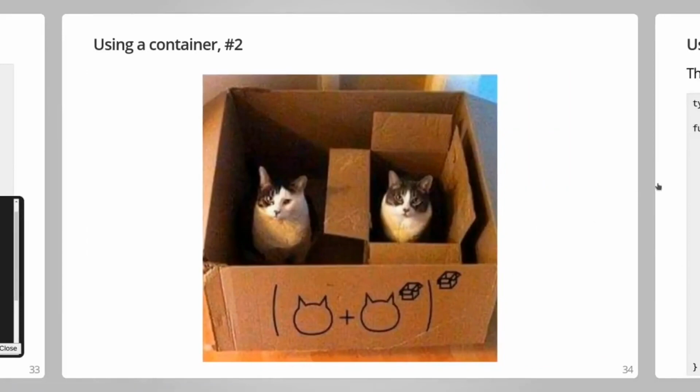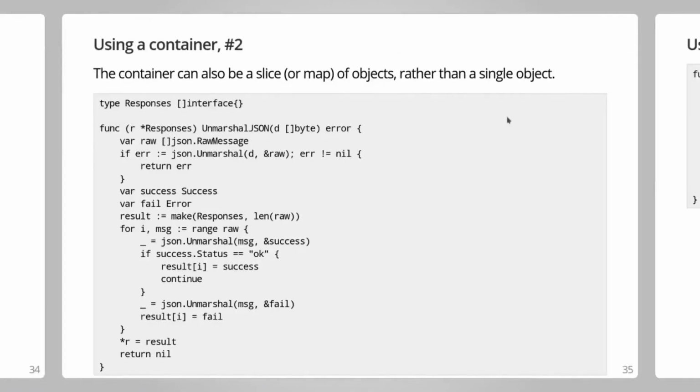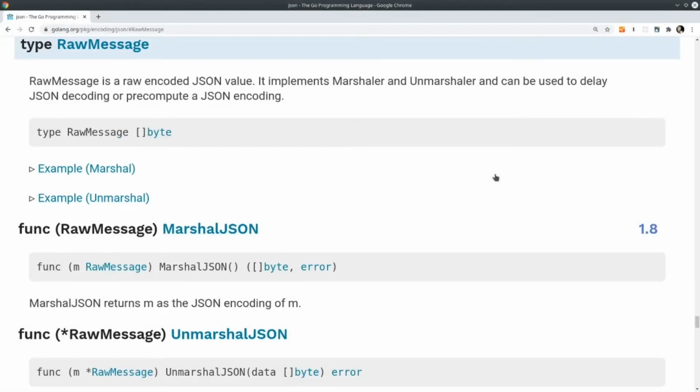Let's go a little bit further with container options. So in this example, I'm defining my unmarshal JSON function on a slice of the empty interface rather than on each individual object. The way this works is I start by unmarshaling the JSON into a slice of JSON raw message. As we can see from the Go doc for the JSON package, JSON raw message is just a byte slice, but it has a custom marshal and unmarshal method that simply pass the data through unaltered.